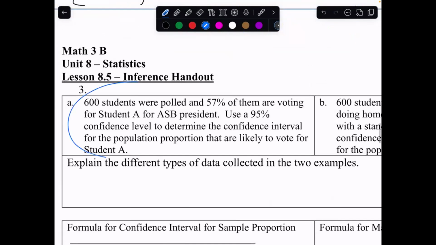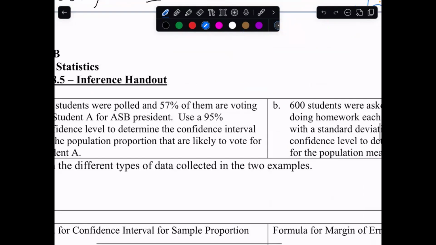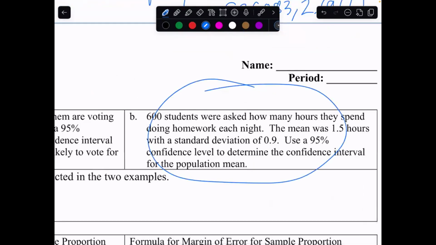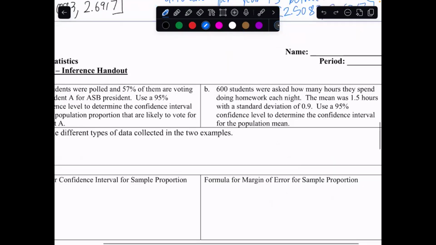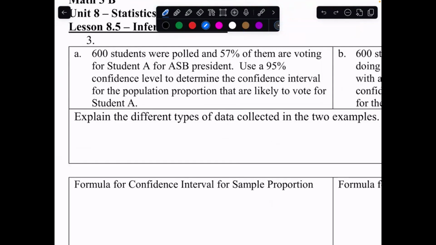Okay, in the first scenario, if someone walks up to you and says, hey, are you going to vote for, you know, Bob for president? Your answer is either yes or no, right? Those are not numbers. On the other hand, over here, if someone asks you how many hours do you do homework a night, your answer is a number. Okay, so we treat these situations differently. Okay, so let's write that down.